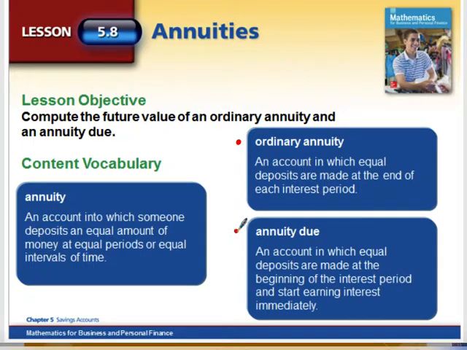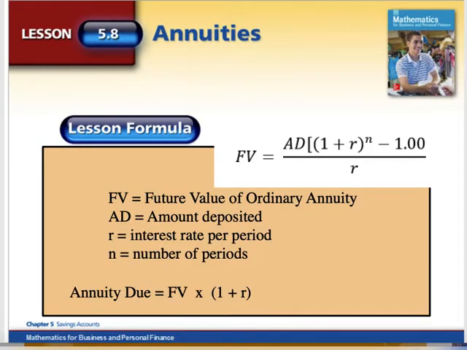An annuity due is an account in which the deposits are made at the beginning of the interest period. So you're able to accrue interest as soon as you start depositing that money in there. So you can see that an annuity due is going to have an extra period of interest attached to it. So it's going to have an extra calculation today. So let's look at our formulas that we're going to use.